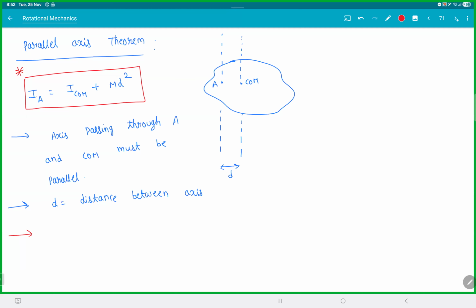Are you getting that? The same way here, the moment of inertia about A is center of mass plus something, and md square is a positive number. That means among all the parallel axes, the axis passing through the center of mass has the least moment of inertia. Again, you can compare only among the parallel axes.